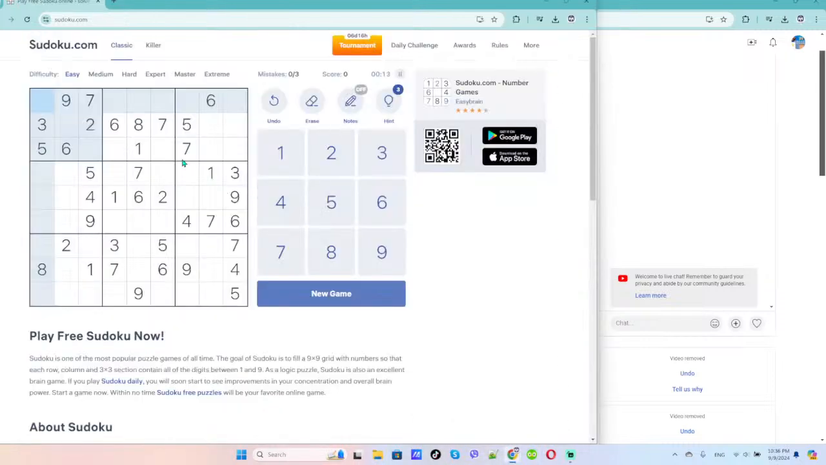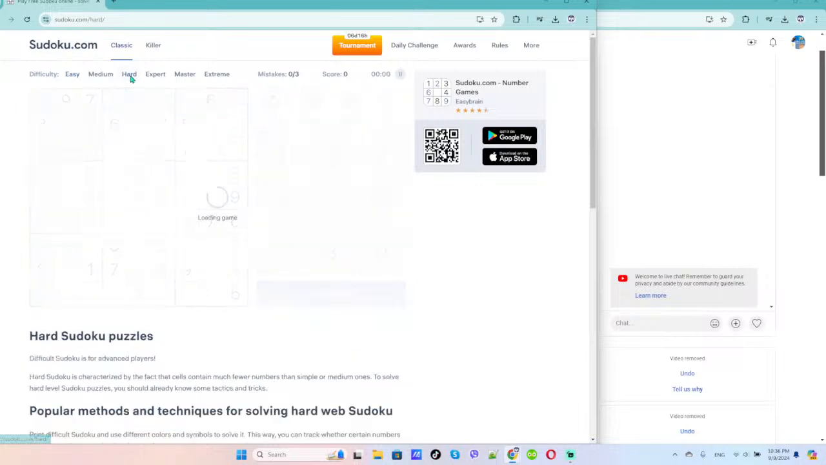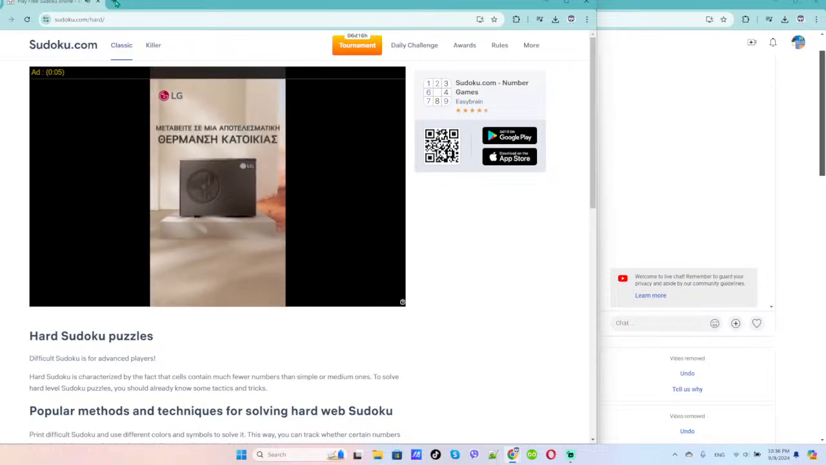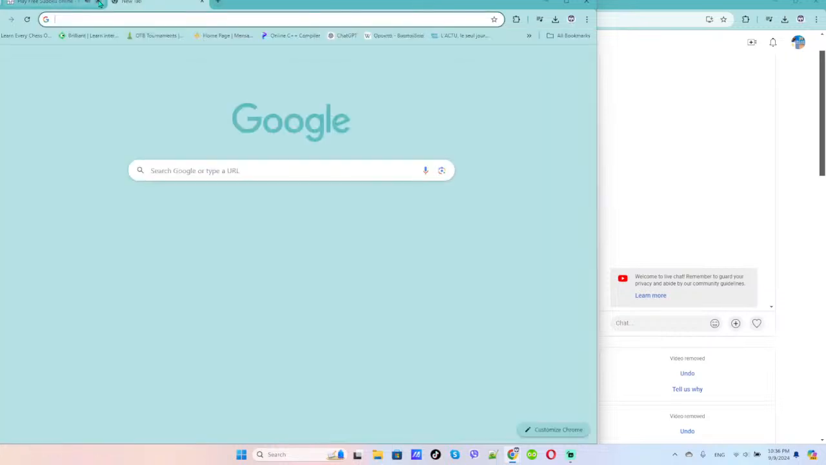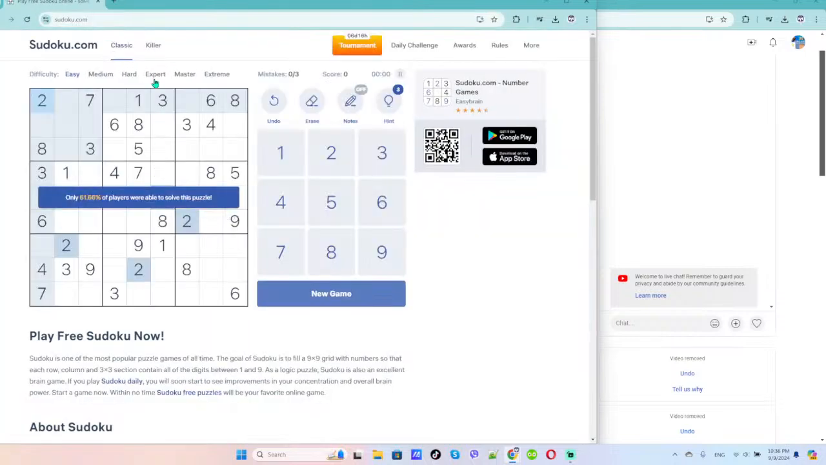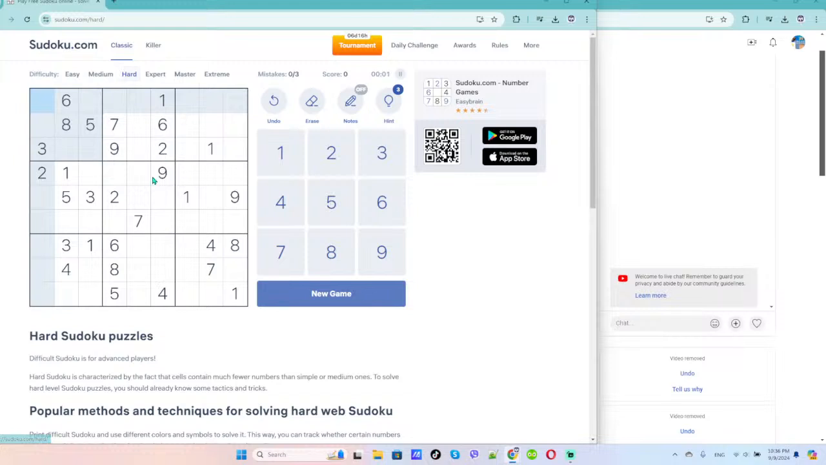Okay, now we continue with the hard Sudoku. Challenging, huh? What's going wrong today? Okay, here we go. As I told you, we increase the difficulty in this Sudoku. Not we, the system. It's the challenge of today's warm-up.